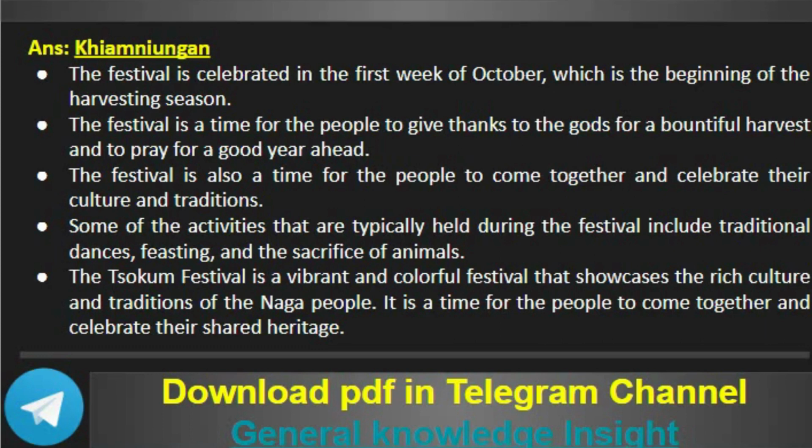The festival is a time for the people to give thanks to the gods for a bountiful harvest and to pray for a good year ahead. And the festival is also a time for the people to come together and celebrate their culture and traditions. Some of the activities that are typically held during the festival include traditional dance, feasting and sacrifice of animals. And the Tropic Festival is a vibrant and colorful festival that showcases the rich culture and traditions of the Naga people. It is a time for the people to come together and celebrate their shared heritage.